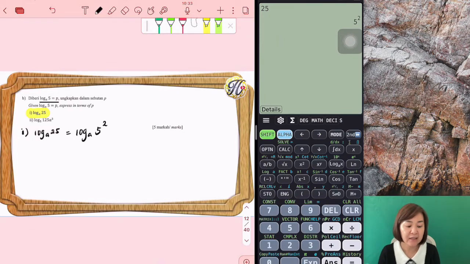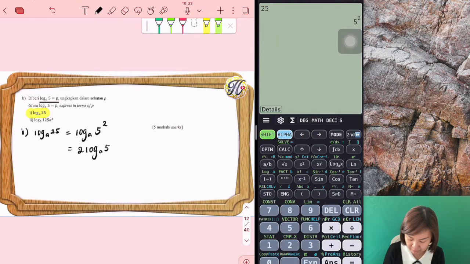Okey, dan kita akan gunakan hukum log di mana hukum kuasa. Okey, hukum kuasa di mana 2 akan bawa turun ke depan. Akan jadi 2 log asas 5. Okey, log 5 asas A ya. So sekarang ni kita nampak dah. Okey, benda ni akan sama dengan ini kan. Dan we substitute lah. Kita ganti masuk balik. So maka akan sama dengan 2P. So that's it for part 1.